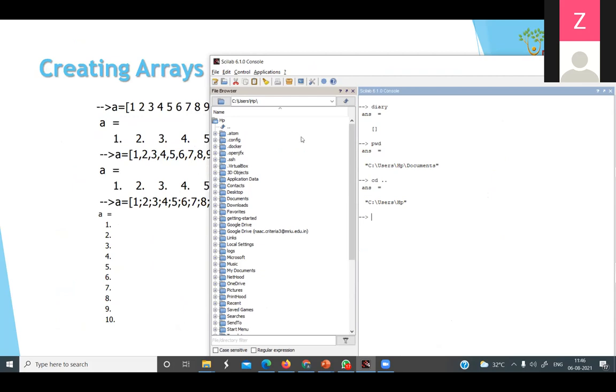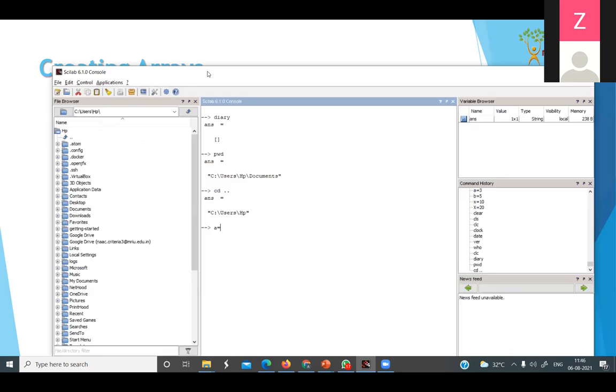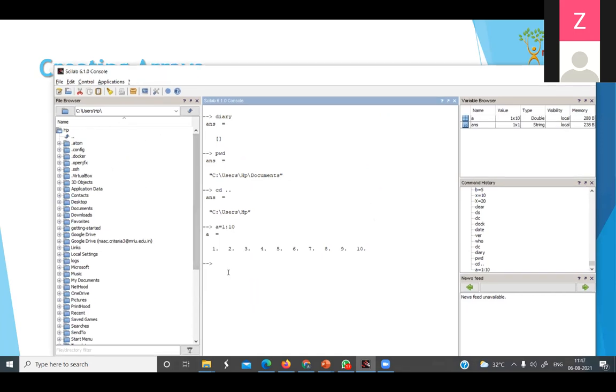See, in case of Scilab, all the variables are stored in the form of arrays or matrices. So whether they are one dimensional, two dimensional or multi dimensional matrices, all the variables are in the form of matrices only. So let us try to assign some matrices here and use those matrices. Suppose I want to assign numbers 1 to 10 to A. It's simple. A is equal to 1 to 10.